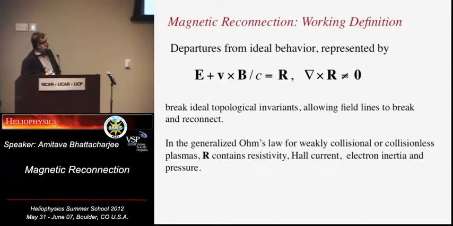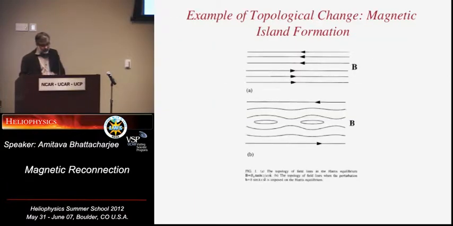And in a generalized Ohm's law, which we will talk about later in the lecture, for weakly collisional or collisionless plasmas, R contains not only the resistivity, as in the resistive MHD model, which you heard me talk about yesterday, but also includes additional terms, such as the Hall current, electron inertia, and pressure, as I just alluded to. So if you have something on the right-hand side of Ohm's law, and the curl of that is non-zero, you are actually set up to have magnetic reconnection. A more precise form of this criterion is B dot curl of R not equal to zero, but this is certainly sufficient. So I want to talk about what I mean by topological change.